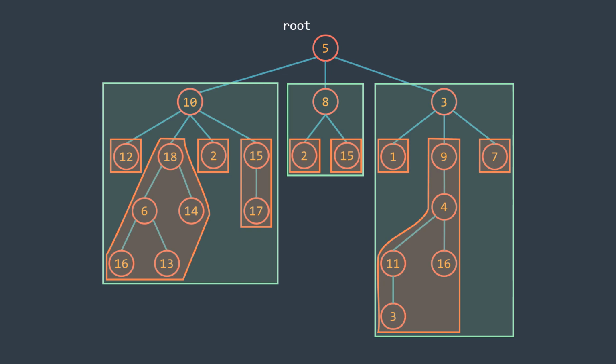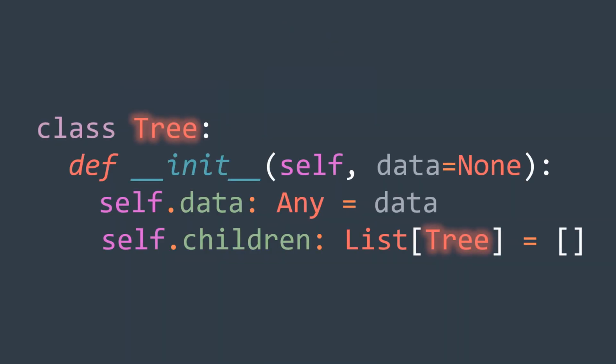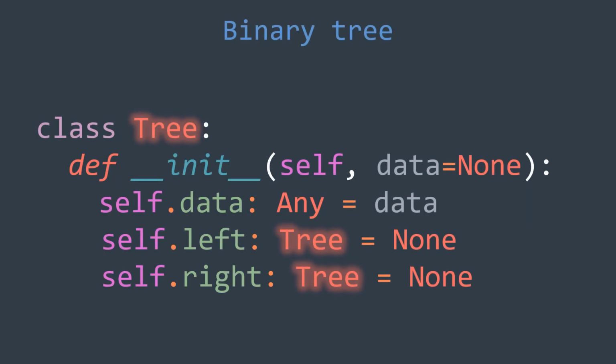The recursive nature of a tree also appears in its definition, because we can define the tree class as a value of any type and an array of elements of type tree. They represent the children. A particular type of tree that you'll often hear about is the binary tree. It's a tree where a node can have at most two children named the left child and the right child. This is why we don't need to use an array. Instead, we use two attributes, left and right.